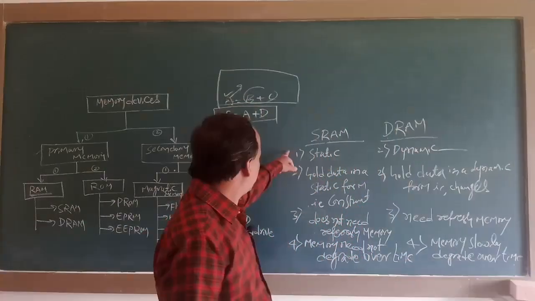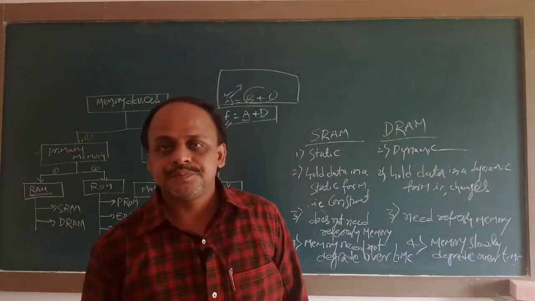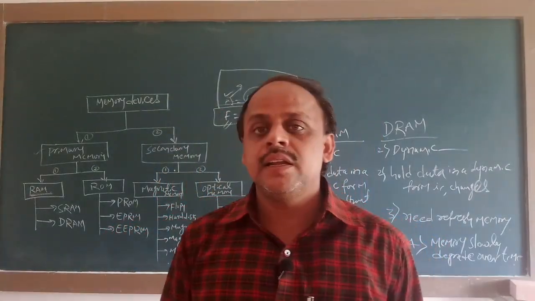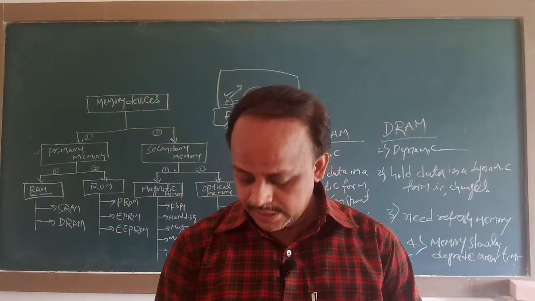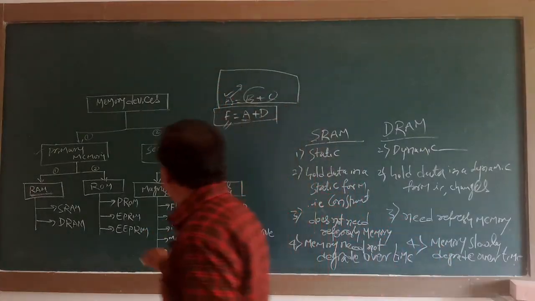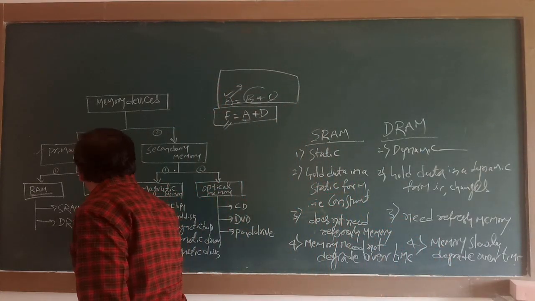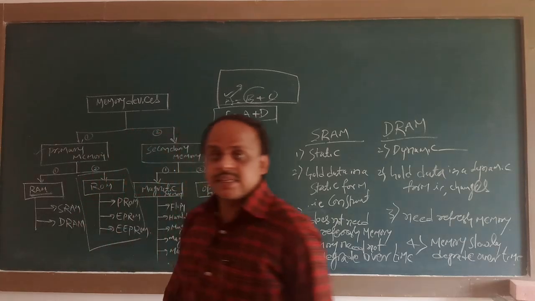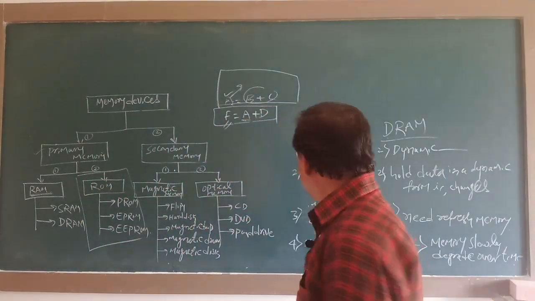So these 4 points give the difference between SRAM and DRAM. Now let us see this ROM part.